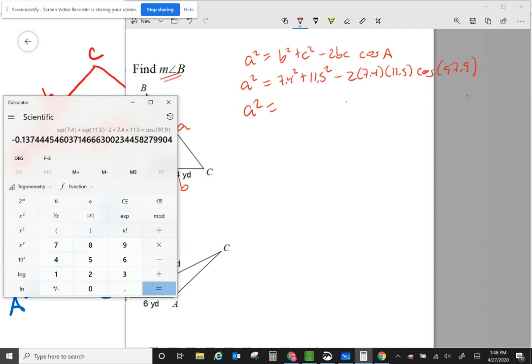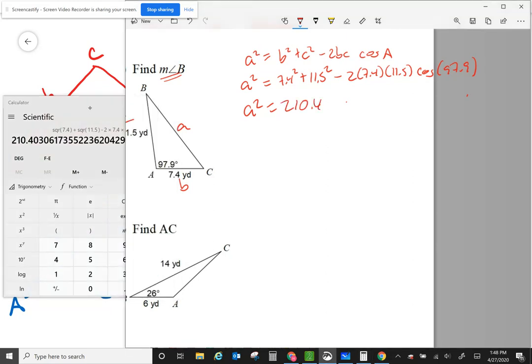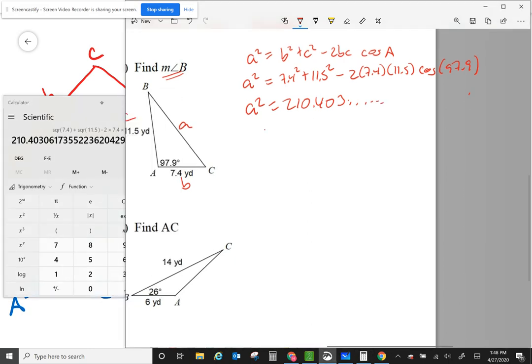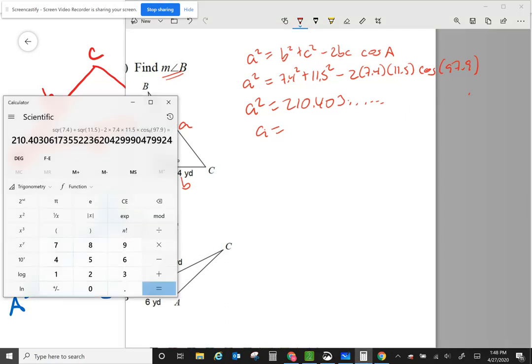But I see what I have typed. Now this negative 0.13, that is what cosine of 97.9 is. So don't forget to press equal again. So I have that A squared is equal to 210.403, the big decimal number. So A should be the square root of that. Let me get the square root of that. So I'm just going to say that A is 14.5.